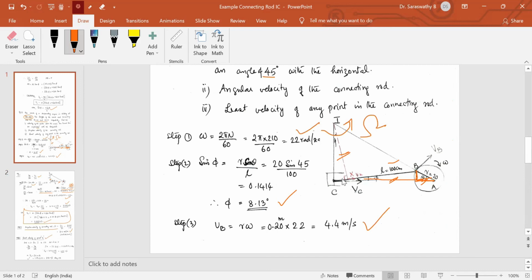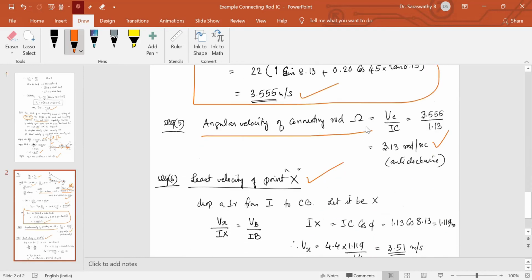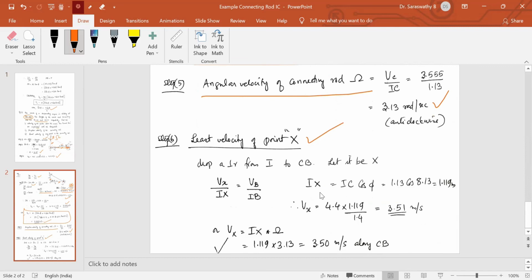How to get IX? This angle is 90 minus phi, or this angle is phi. So sin 90 minus phi is equal to IX by IC. IC we already have, so find out IX. Sin 90 minus phi is cos phi, so I get IX. Then VX is equal to IX into omega. That way you will get the least velocity of any point on the connecting rod.